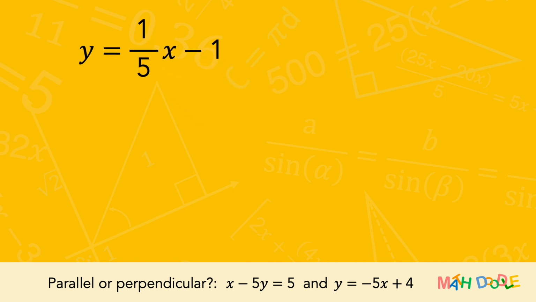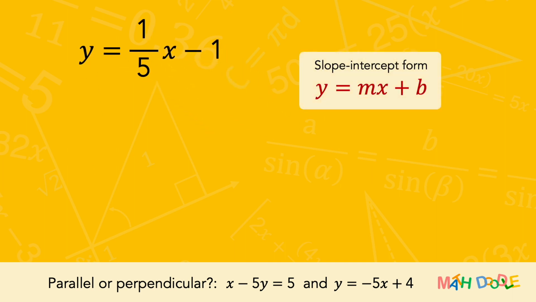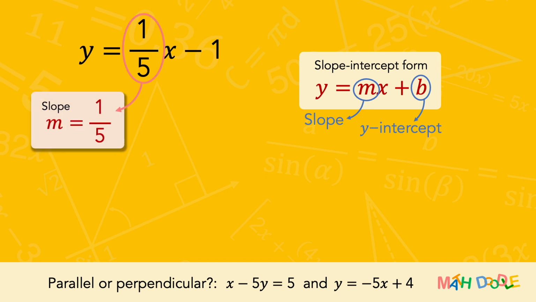Now, let's compare the equation with the slope-intercept form. In the slope-intercept form, m in front of x represents the slope, and b represents the y-intercept. By comparing the equation with the slope-intercept form, we can see that the line of the equation has a slope of 1/5, and a y-intercept of -1.